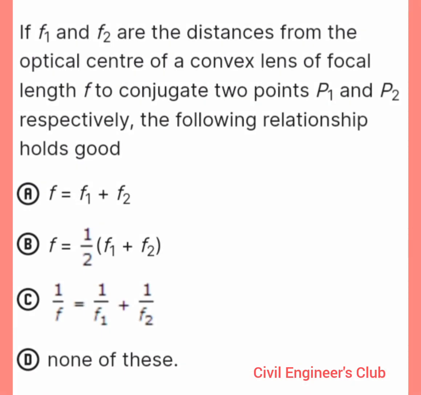Next question, if f1 and f2 are the distances from the optical center of a convex lens of focal length f to conjugate points p1 and p2 respectively, the following relationship holds good. Option A f equals f1 plus f2, option B f equals half into f1 plus f2, option C 1 by f equals 1 by f1 plus 1 by f2, option D none of this. Here the correct answer is option C 1 by f equals 1 by f1 plus 1 by f2.